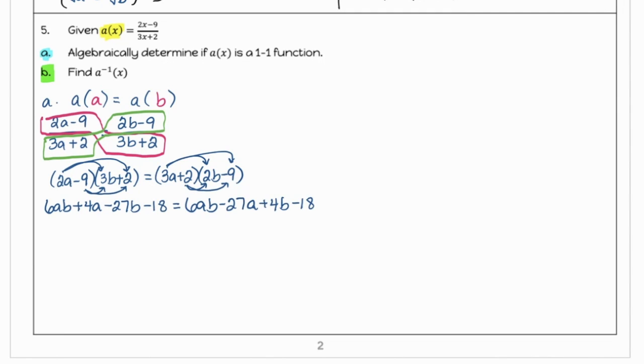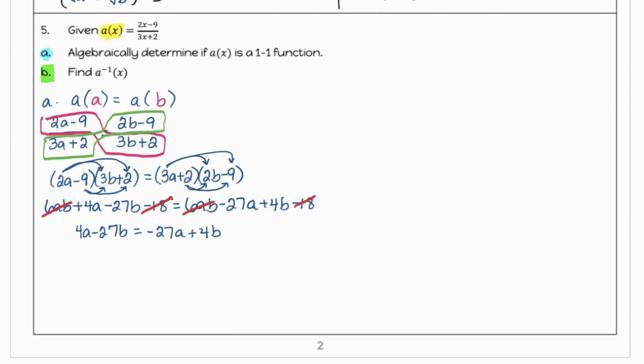There's my distribution. At this point, our goal is to get a equals b. But before we get there, let's see if we could cancel out anything. So I could clearly see I could plus 18 on both sides. That will get knocked out. So that's gone. I also see that if I minus 6ab on both sides, that too will cancel out. Right now, what I'm left with is 4a minus 27b is equal to negative 27a plus 4b.